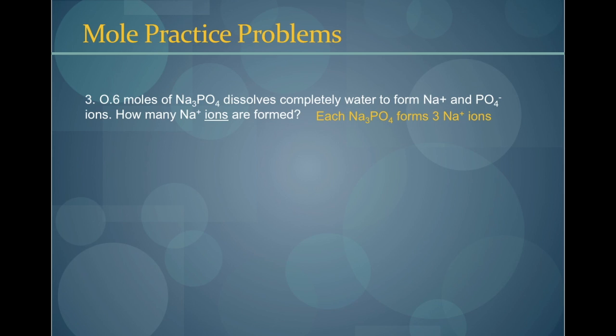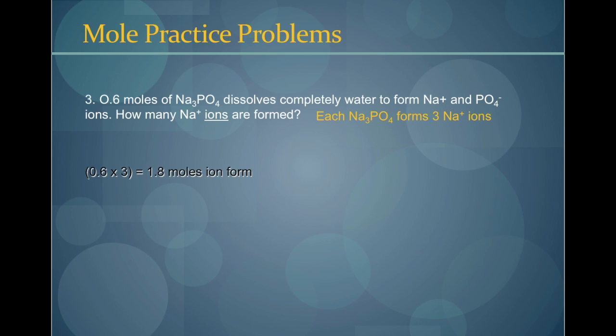So if we have one sodium phosphate molecule, it has three sodium ions that are going to be released when it dissolves. So that's 3 sodium ions. And then we can multiply that out. So we have 3 ions formed, and we started with 0.6 moles. So 0.6 times 3 is 1.8 moles of ions formed.